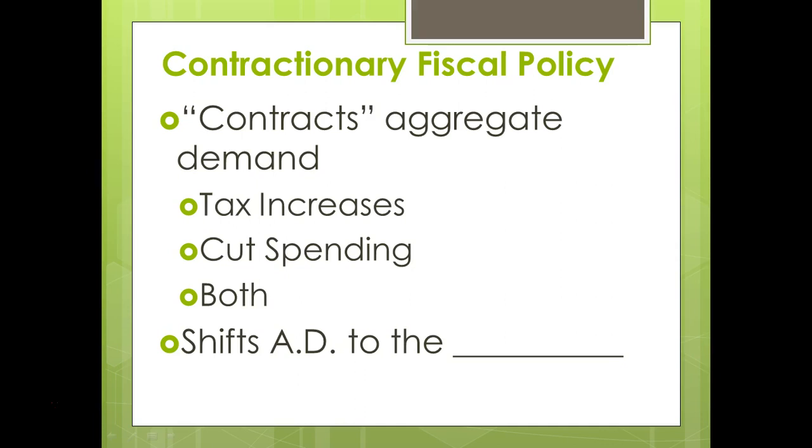If you said that the aggregate demand curve would shift to the left, you'd be correct, because it's decreasing the aggregate demand by taking money away from individuals who would have spent it, or by spending less as the government itself.